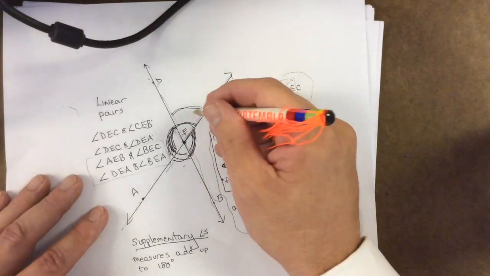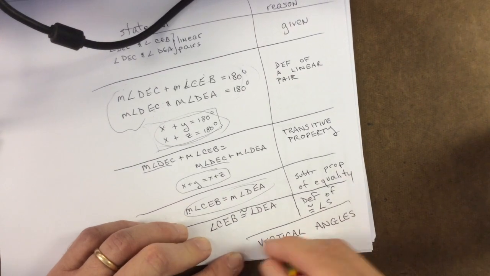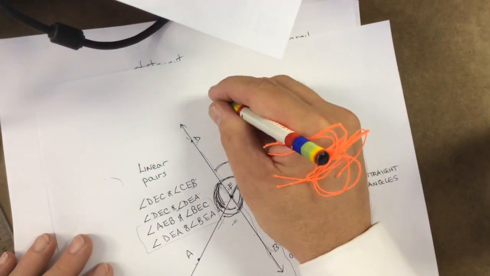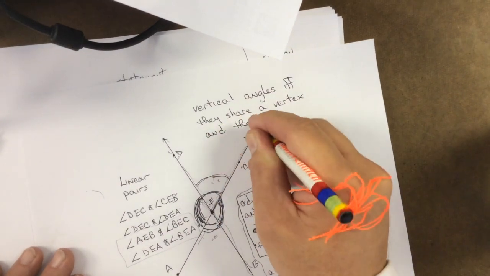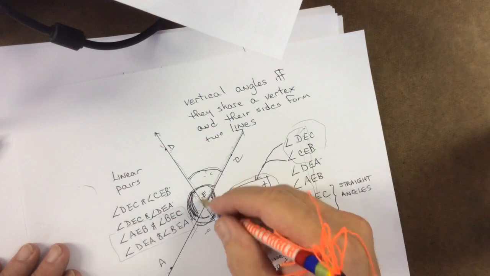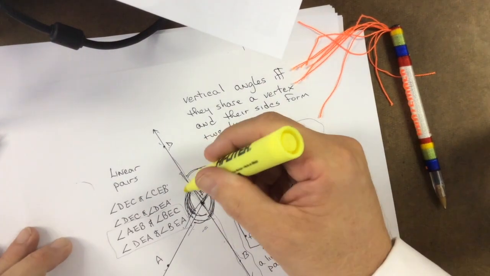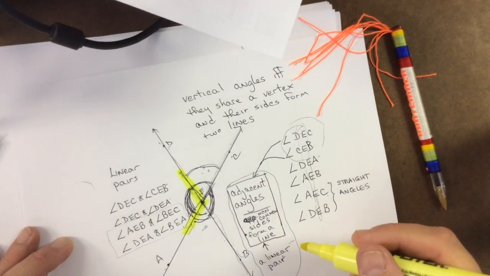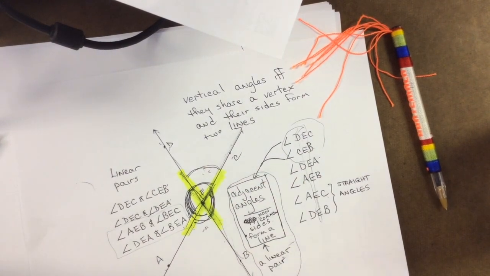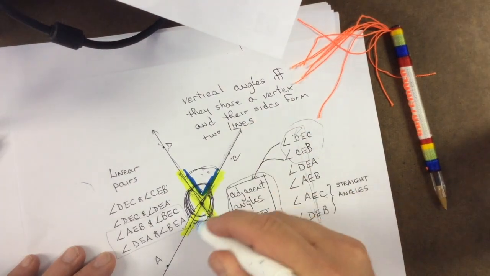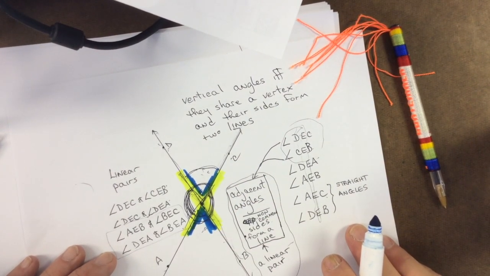These pairs of angles, the congruent ones, the ones that are across from each other, those are called vertical angles. I'll give you a definition that will work for you here. Angles are vertical angles if, and only if, they share a vertex and their sides form two lines. So that's these two right here. See if the highlighter shows up. Oh yeah. That one and that one. And then this one here and this one here. I have two pairs of vertical angles.